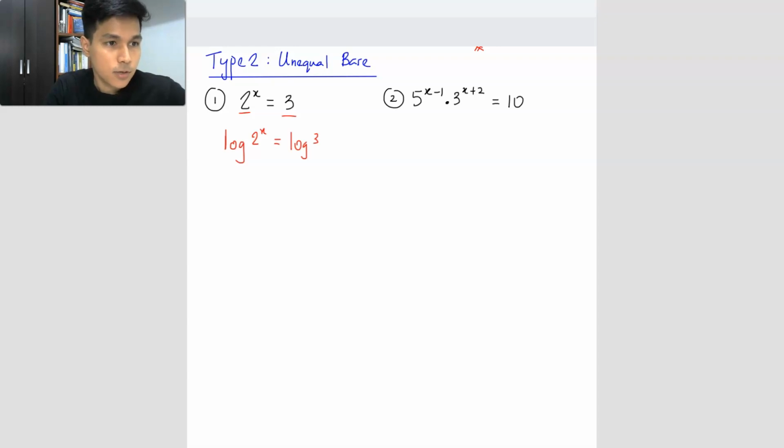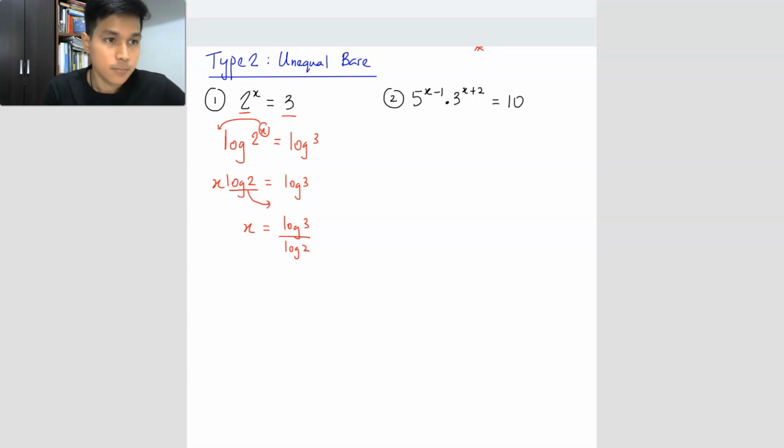So what we're going to do is, when it comes to log, the power here, we can bring it to the front. So you get 2 log x = log 3. Now the relationship becomes multiply, so what you can do is bring this across. So you get x = log 3 over log 2. Okay, you can do this.